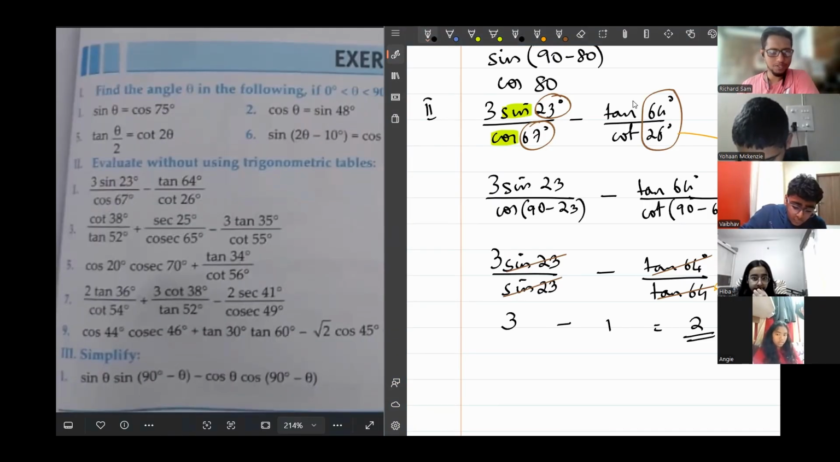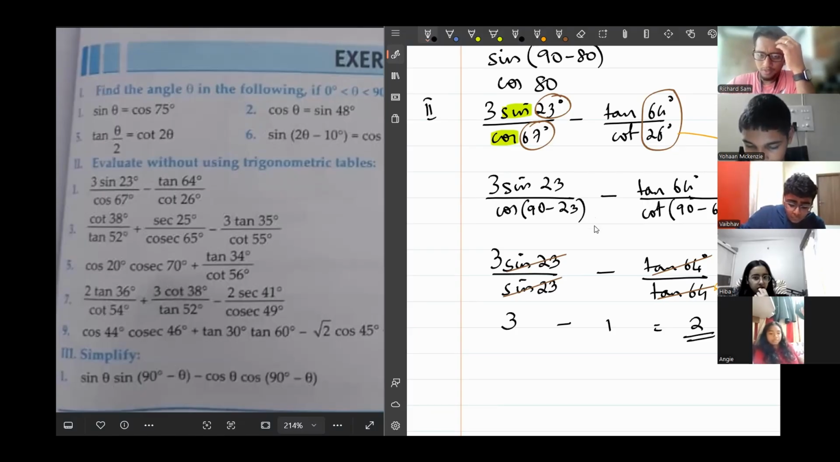Okay, did you all finish? Hiba, is this clear? Yes, sir. Angie, this is the first class I think you've done this, but I don't know if you understood or not. How we use the 90 minus theta formulas. Is that clear, Angie?